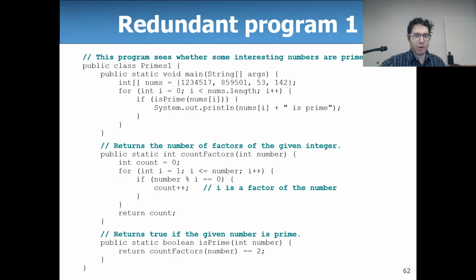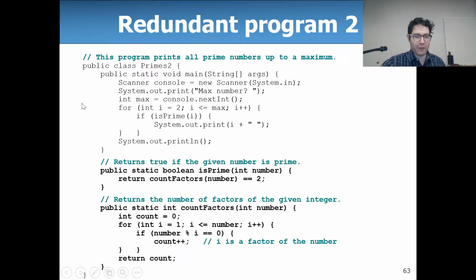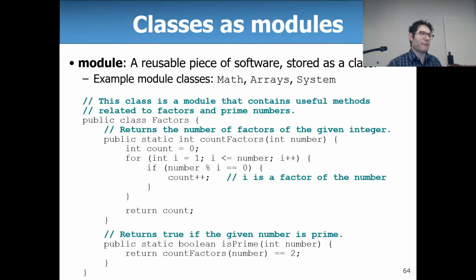So again, we've got this program one that has countFactors and isPrime. We have another program that has countFactors and isPrime. So we've got basically the same method copy-pasted into different places. So it makes sense that you might want to create a module, put these static methods all into the same location so that you can call them everywhere.